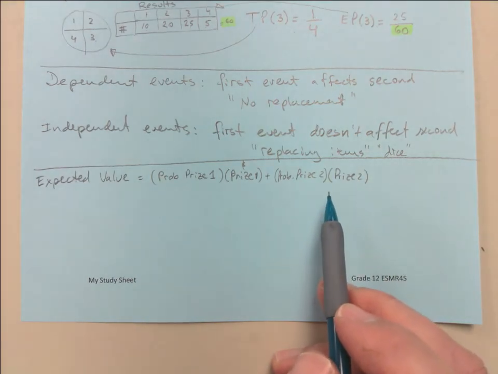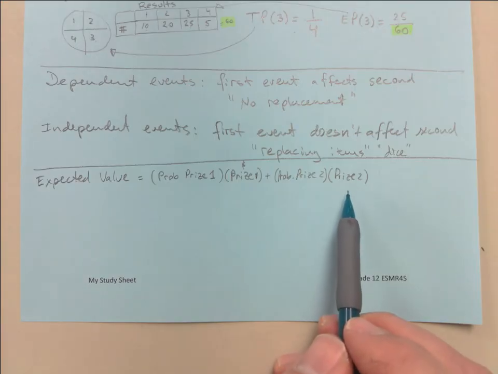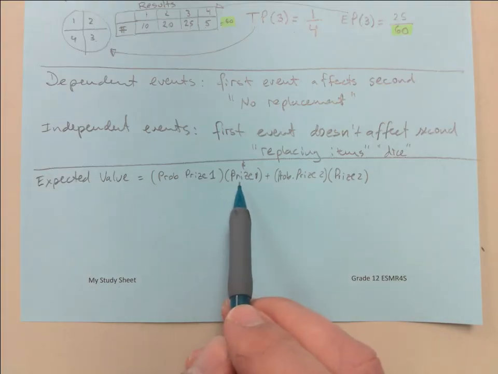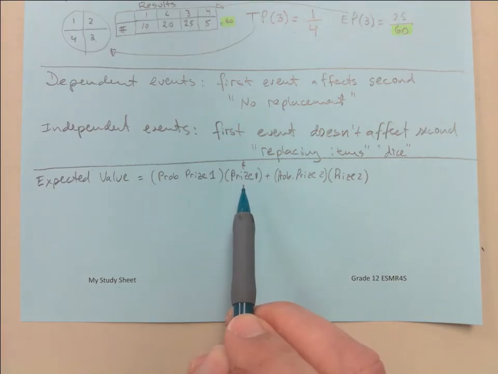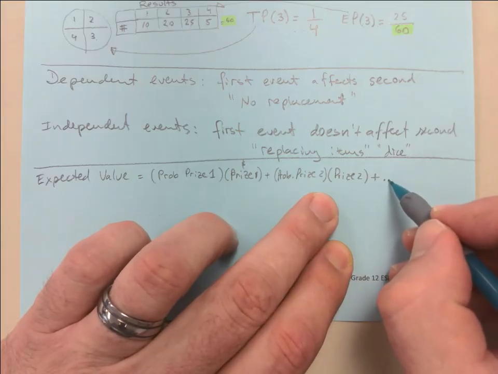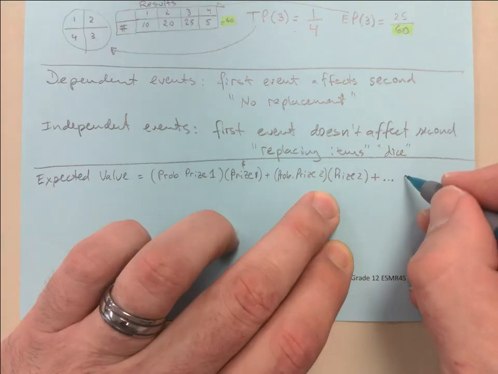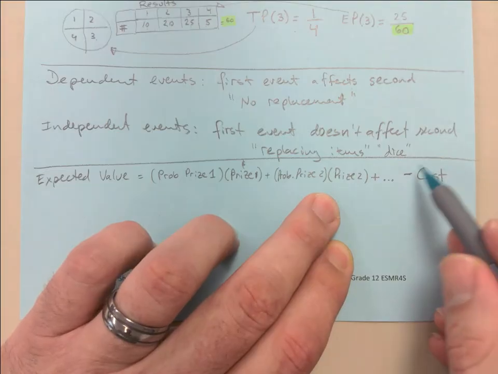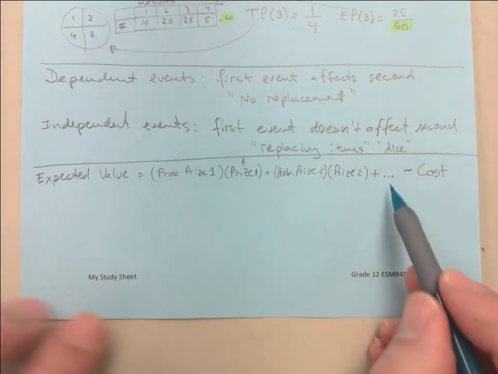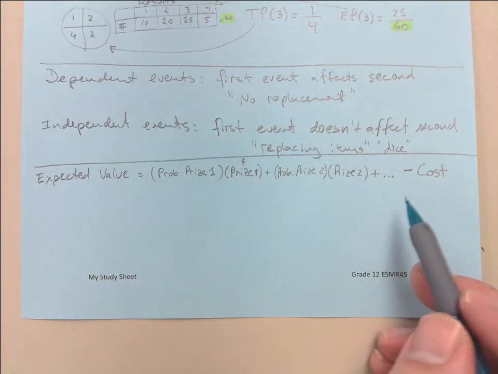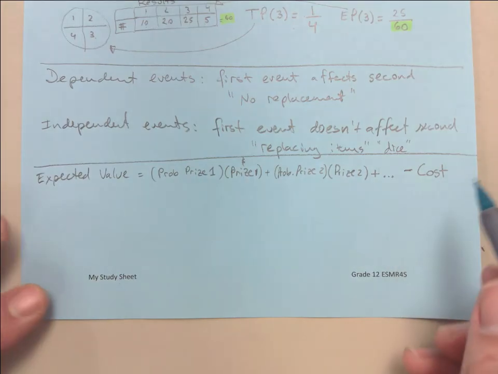And how do you know that you can win a prize? They will tell you. You win $3, $10, $1 million. It doesn't matter. If there's a way to win, there should be a probability attached to that winning. Okay. And so this would keep going. I will go dot, dot, dot. But at the end of the day, you will subtract the cost. This is always there. Dot, dot, dot just means you would keep adding for as many prizes as there are to be won. Okay?